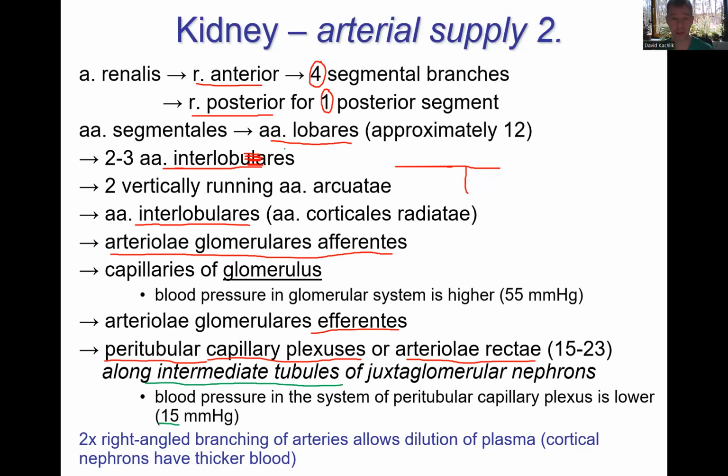Once it is at the arcuate artery, and then again when the interlobular artery is branching. So twice we have these right angle branchings, and they divert the erythrocytes into cortical nephrons, not to juxtamedullary ones, and that's why in arteriolar recta there are only few erythrocytes.